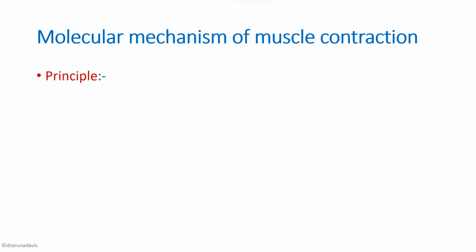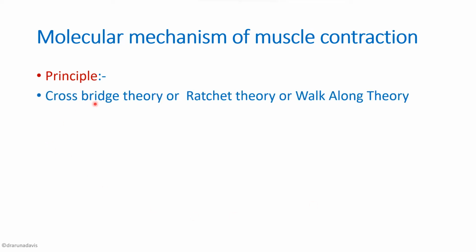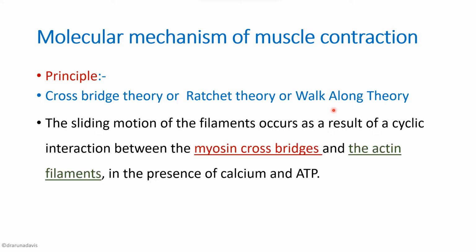Then we have to write what the principle of this muscle contraction is. We've got to write about the cross bridge theory, or ratchet theory, or walk along theory. According to this theory, the sliding motion of filaments occurs as a result of cyclic interaction between the myosin cross bridges and actin filaments in the presence of calcium and ATP. So basically muscle contraction occurs due to sliding motion of filaments, and this sliding motion is a result of cross bridge formation between the myosin and actin filaments in the presence of calcium and ATP. That is the cross bridge theory, or ratchet theory, or walk along theory.